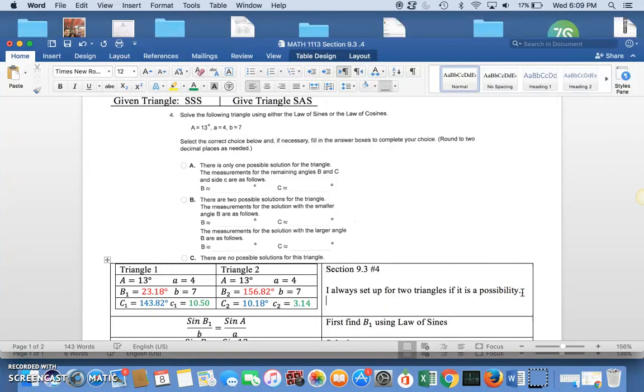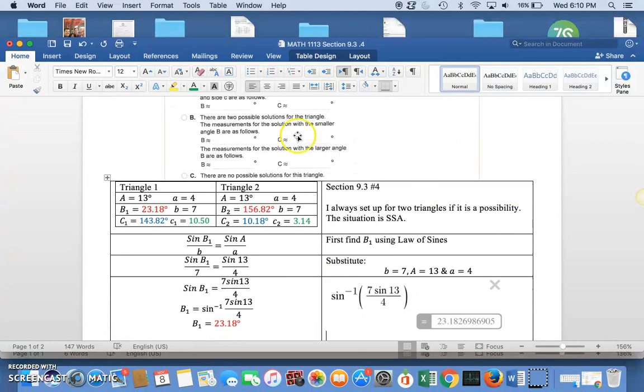You have the situation that is side, side, angle. Be sure you put it in that direction. Since you've got side, side, angle, there's a definite possibility of two triangles. That's the reason it is set up for two already. The colored pieces are the pieces we found. It is two, and I will be showing you how I determined that it was two and what they are.